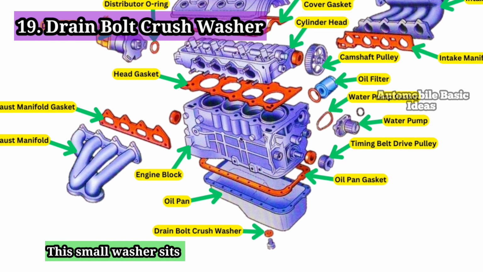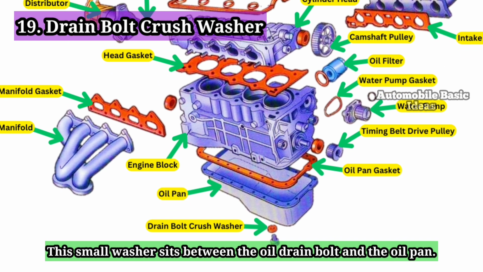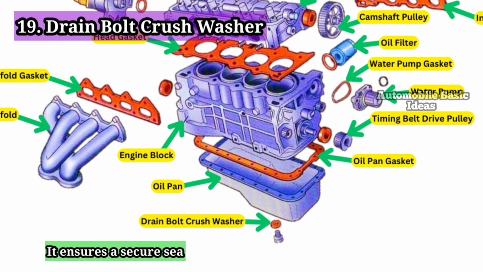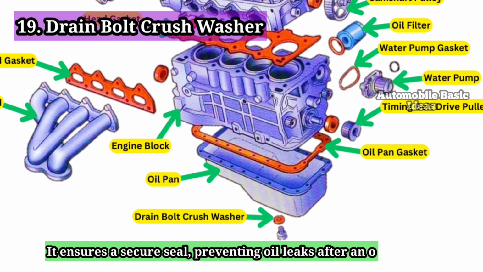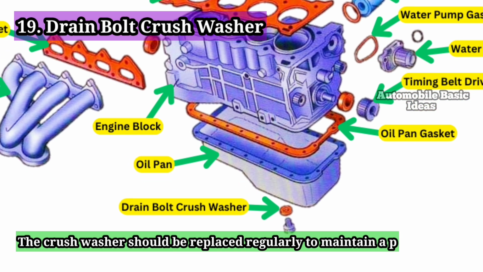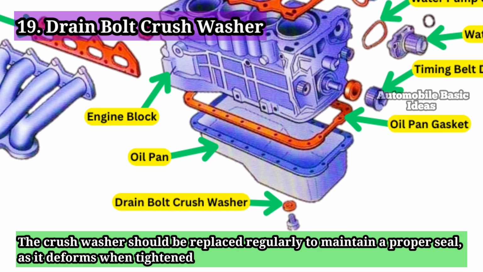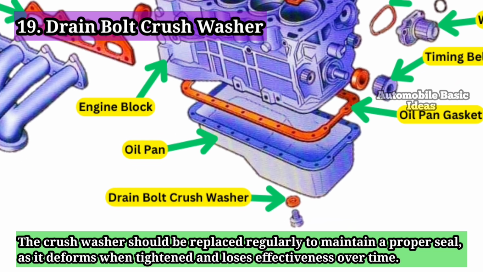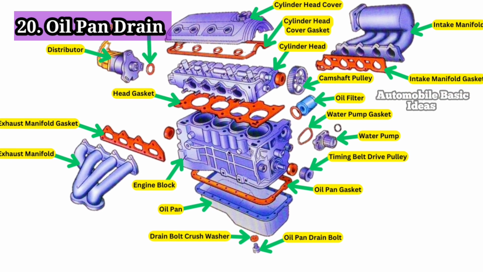19. Drain bolt crush washer. This small washer sits between the oil drain bolt and the oil pan. It ensures a secure seal, preventing oil leaks after an oil change. The crush washer should be replaced regularly to maintain a proper seal, as it deforms when tightened and loses effectiveness over time.